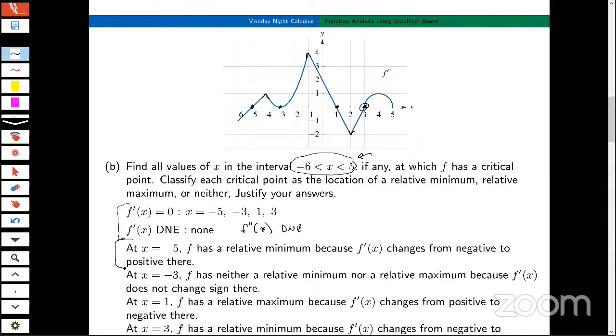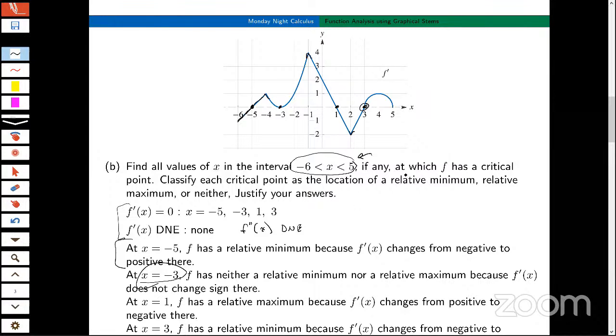At x equal minus 5, f has a relative minimum because f prime changes from negative to positive. It changes from negative to positive across that value x equal minus 5. You can almost feel the function decreasing and then increasing, and you feel that relative minimum. And at x equal minus 3, f prime does not change sign. So f has neither a relative minimum nor a relative maximum because, again, f prime does not change sign there.